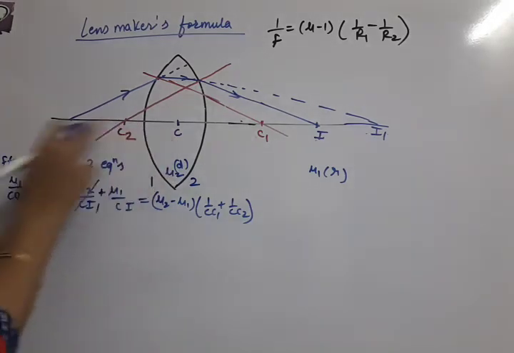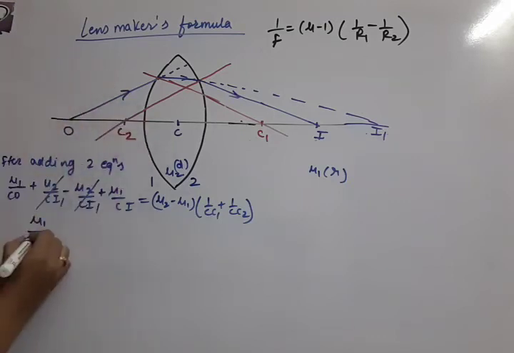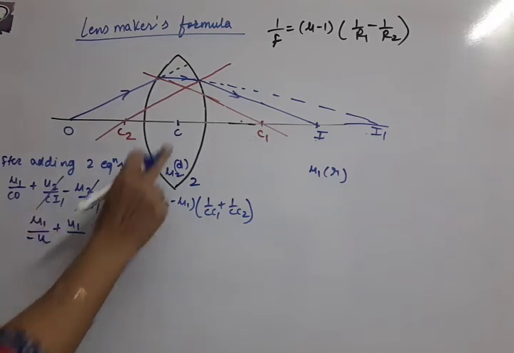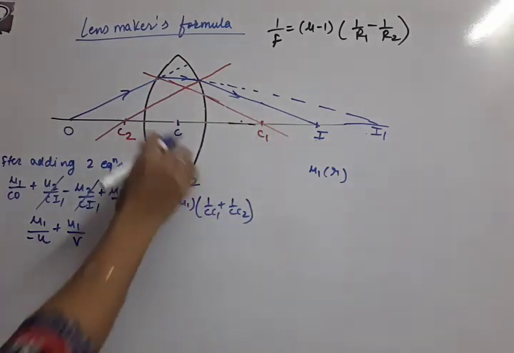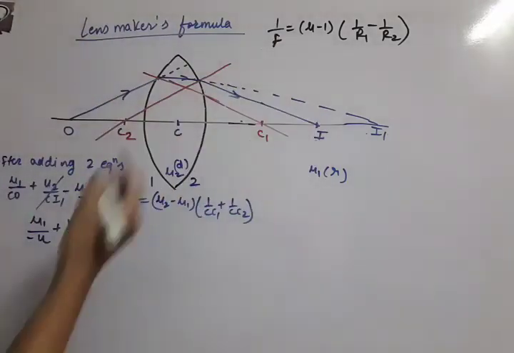CO is the object distance, and because it is this side, it is the negative side. So we will write minus u for CO. Then come to CI. CI is this side distance, CI means image distance v, and because it is this side, it is the positive side. So negative side, positive side.